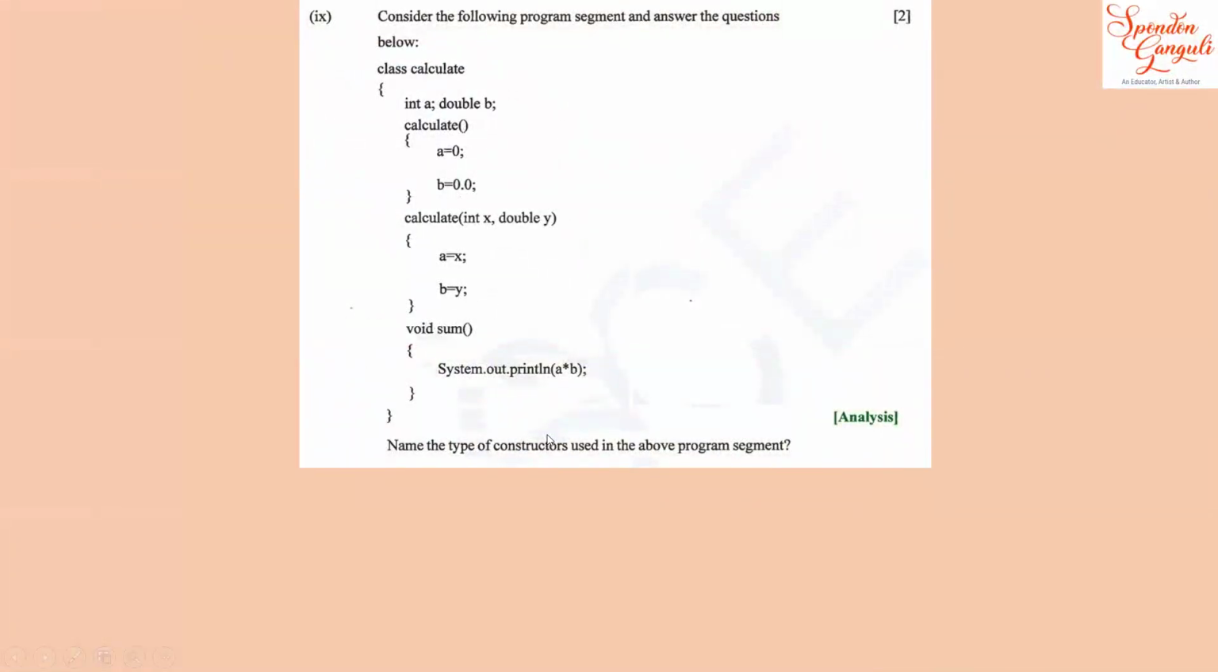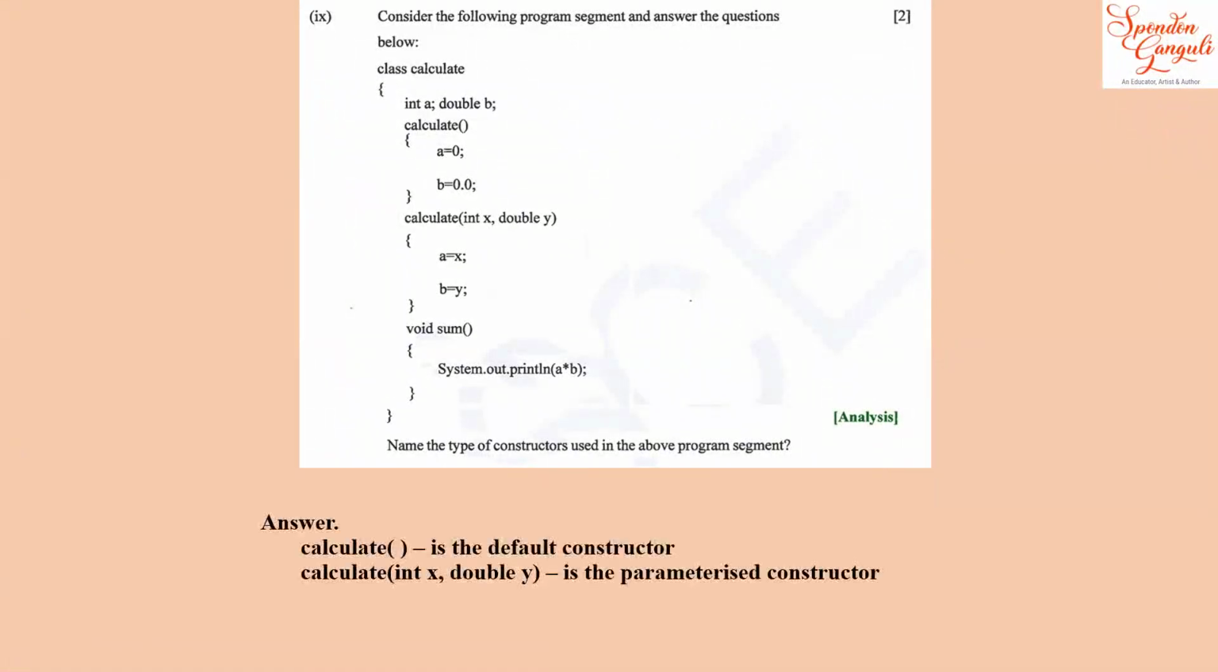9th question. Consider the following segment and answer. You can see here a class with two data members A and B, then a constructor. Calculate, it is a default constructor, and a parameterized constructor. Finally, it has sum. Name the type of the constructor used in the program. The first one, which is initializing a default value and has no parameter, is a default constructor. The second one is a parameterized constructor.